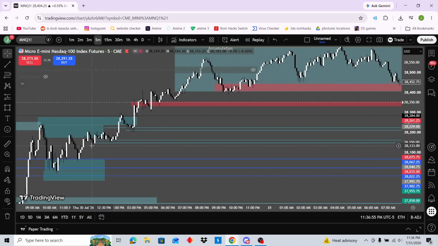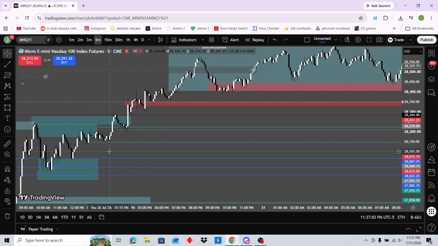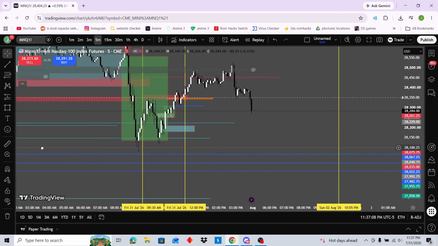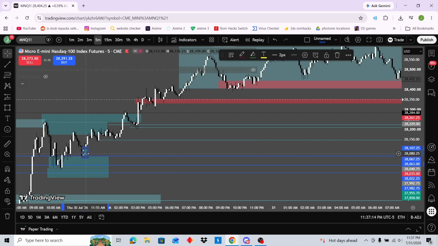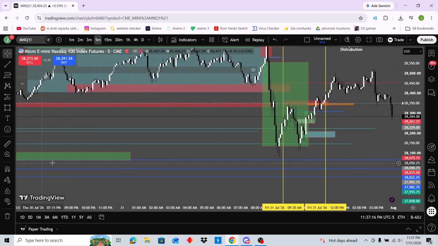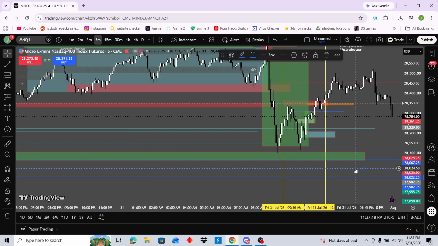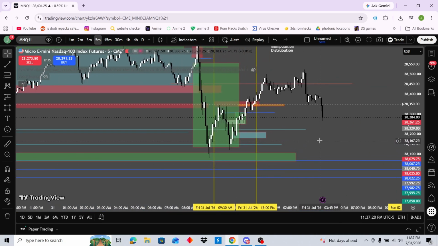Alright, so this is the real accumulation. This line is whatever, but I just added it. And so the next point would be around this area right here, from this box to this line. This is where we want to see it react.